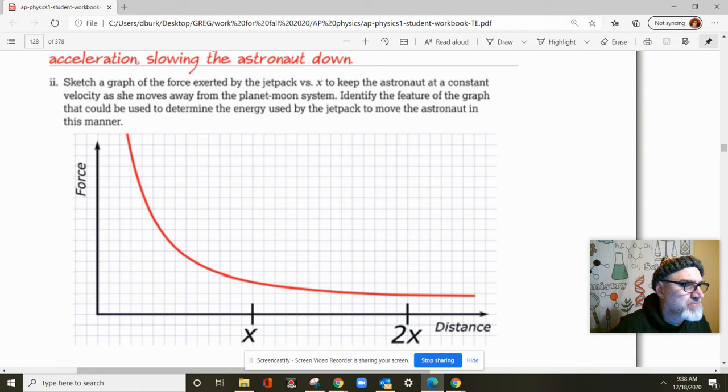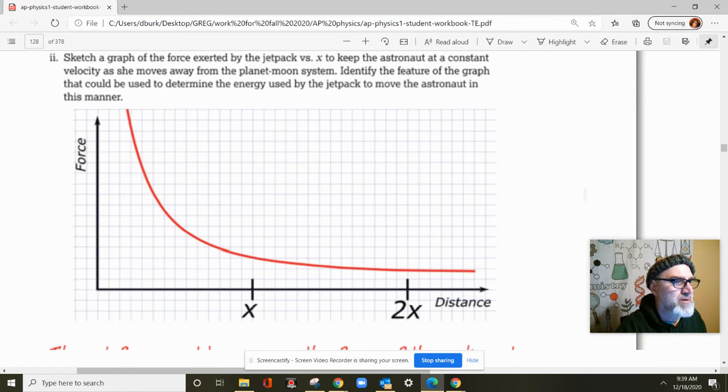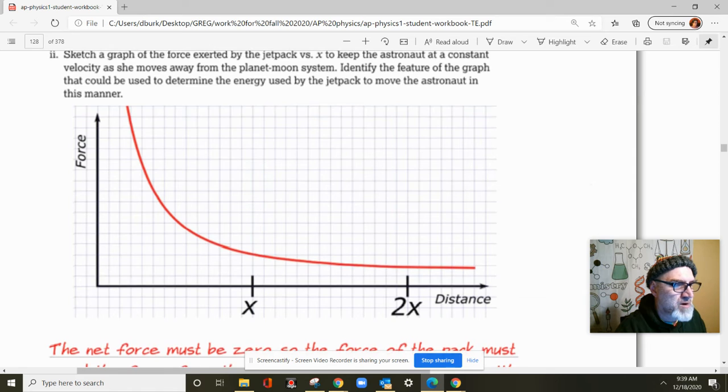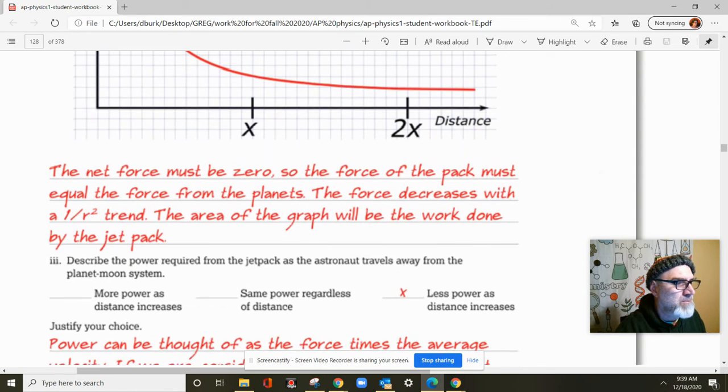So it doesn't have to apply the same amount of force to keep you going. At the beginning, it's got to apply a lot of force, right? And then as you get farther and farther away, the pull of gravity on you from the planet is less and less, exponentially less, because it drops off with the square of the distance. That means the amount of force the jetpack needs to push on you also drops off with the square of the distance. So that's what this graph is showing us. It's 1 over r squared. Look, 1 over r squared, I got it right.